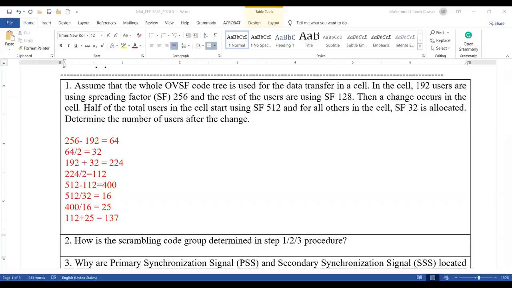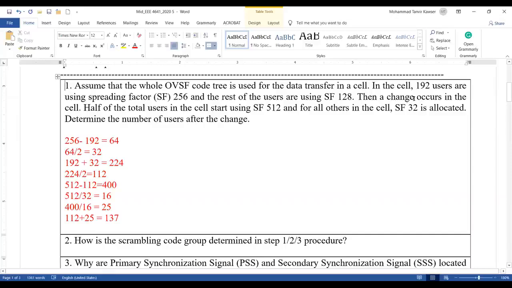Okay. See, the first problem was something similar to what you solved in the class test. We had 192 users with a spreading factor of 256, and the rest are using 128. So thereafter the change occurs.